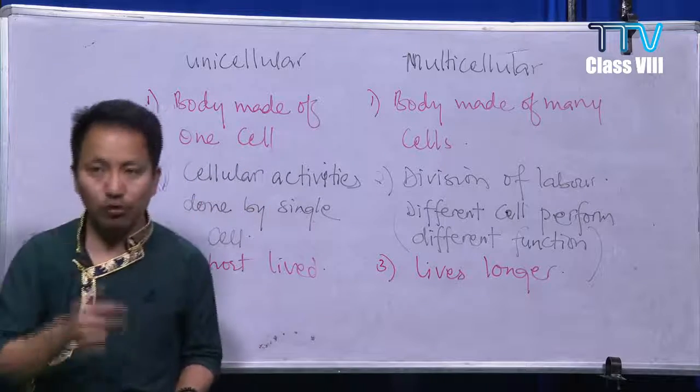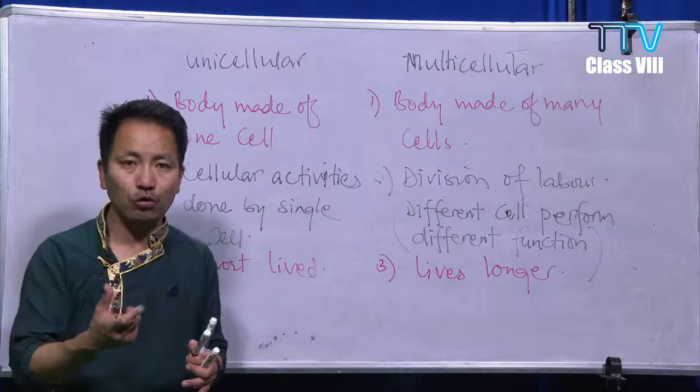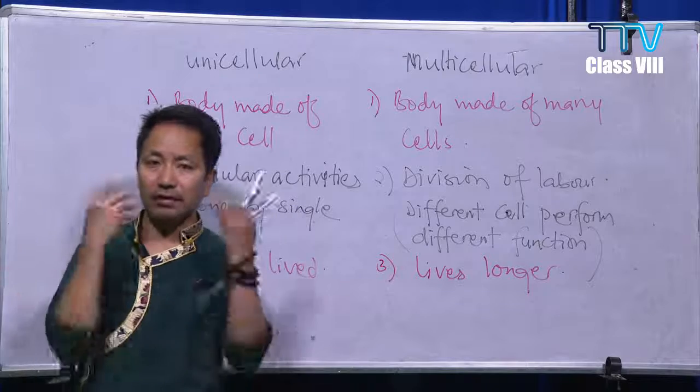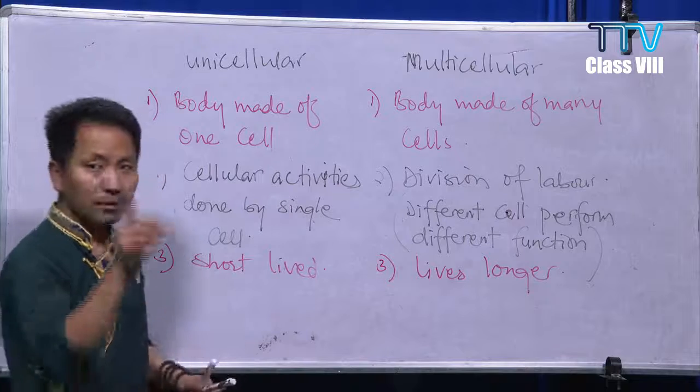Unicellular organisms are very fine, we cannot see them with our naked eye, we need a microscope. Multicellular organisms are quite visible to our naked eye.